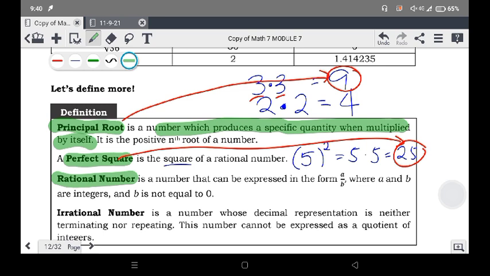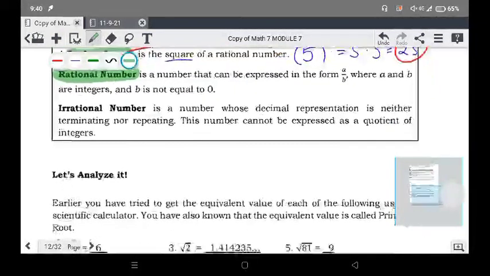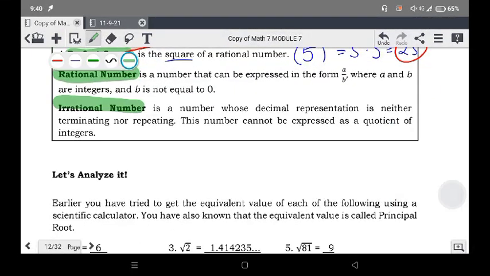Next, we have a rational number. A number that can be expressed in the form a over b, where a and b are integers, and b is not equal to 0. Then an irrational number is a number whose decimal representation is neither terminating nor repeating.